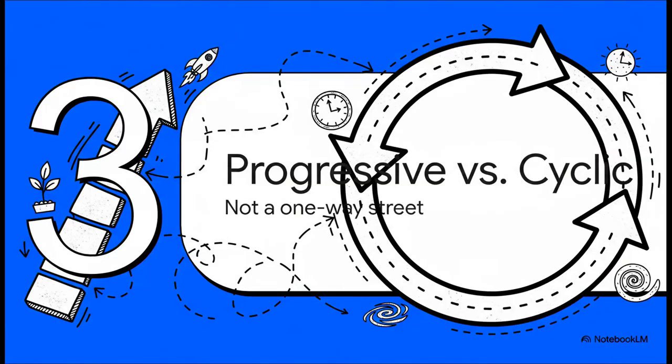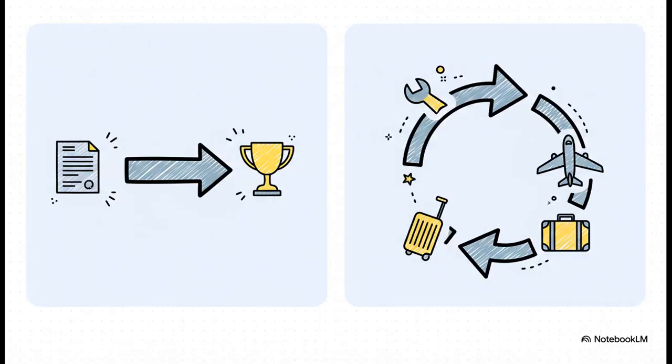But here's where it gets even more interesting. Not all object life cycles are the same. Some of them are progressive. They're like a one-way street toward a final destination. But others are cyclic, meaning they repeat states over and over again. Our scientific paper is a perfect example of a progressive life cycle. It just keeps moving forward to a final outcome. Once it's accepted, it doesn't go back to being under consideration.